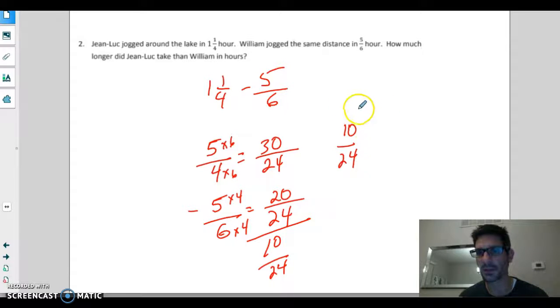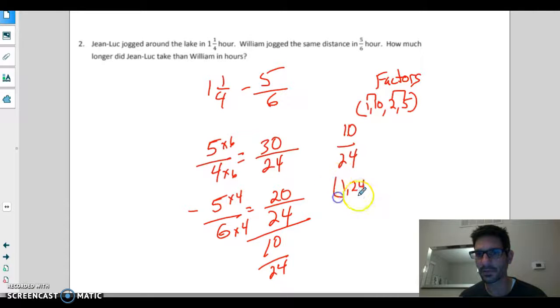Factors of 10 are 1 and 10, 2 and 5. If you're asking how I'm getting these numbers, 1 times 10 is 10, 2 times 5 is 10. These are your factors, guys. Factors of 24 are 1 and 24. It's like who you're going to dance with. 2 goes with 12. 3 goes with 8. And 4 goes with 6.